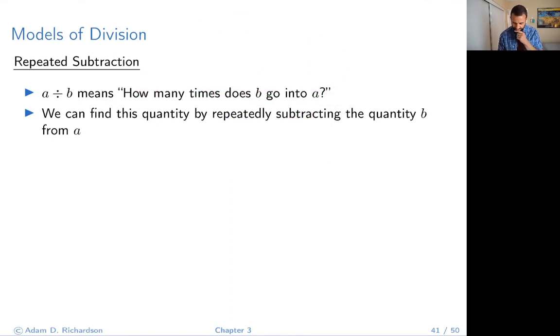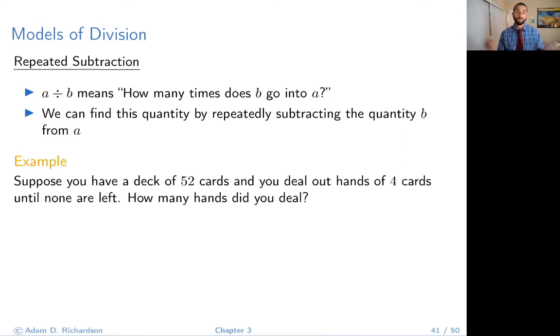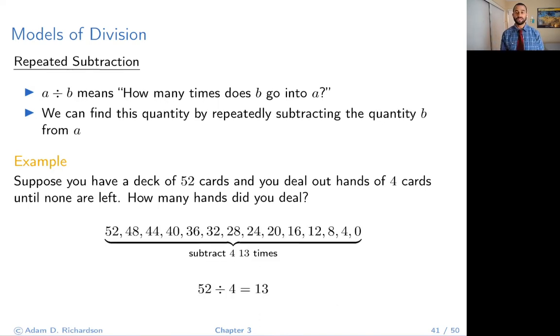Oh yeah, so we can find this quantity by repeatedly subtracting the quantity B from A. Basically you take A and you start pulling things out of it. Does this look familiar? Repeated subtraction, taking away. We're taking the quantity B out of this container as many times as we can, and once we know how many times that is, that's the result. That's A divided by B. That's the quotient. For example, if you've got a deck of 52 cards and you deal out hands of 4, 1, 2, 3, 4, how many hands did you deal?